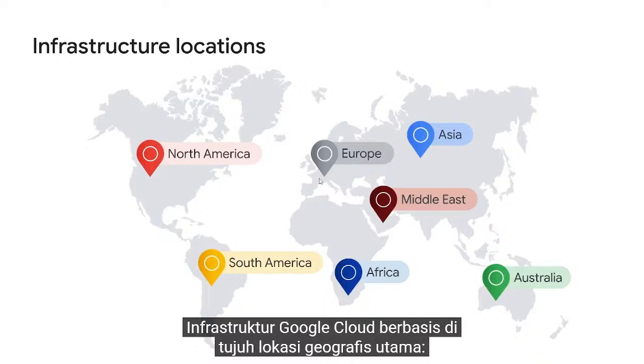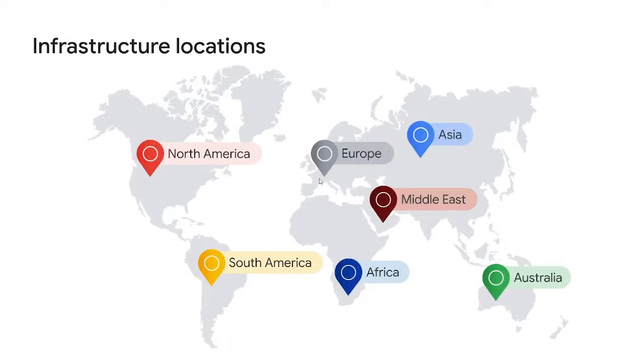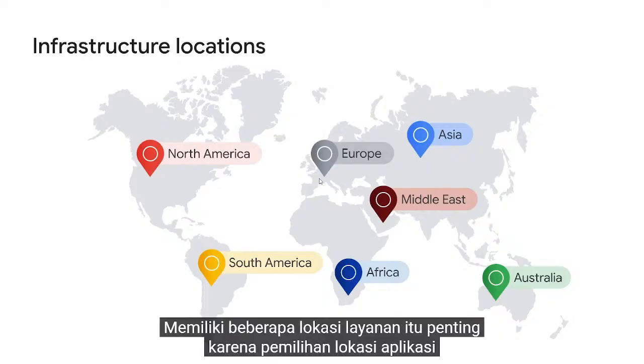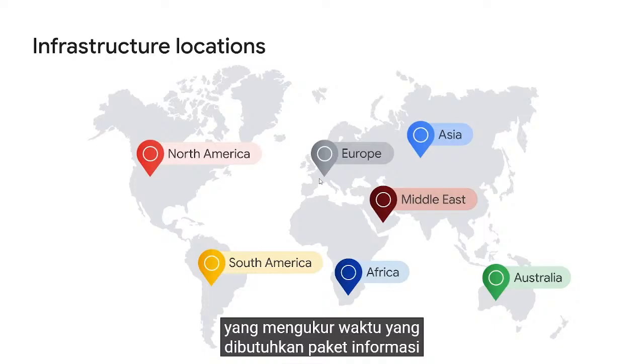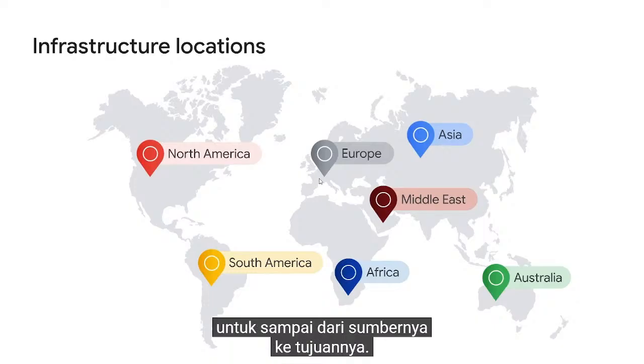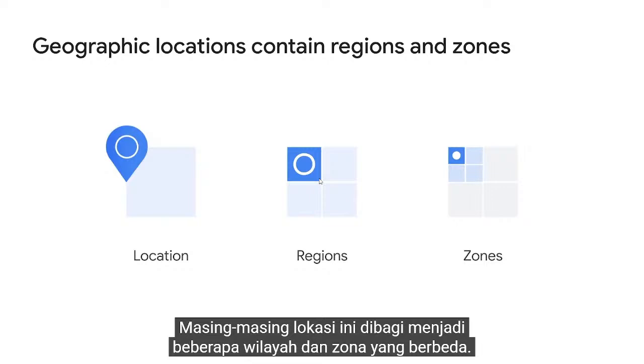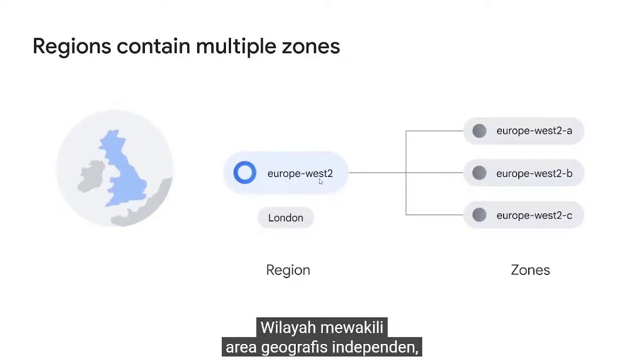Google Cloud's infrastructure is based in 7 major geographic locations: North America, South America, Europe, Africa, the Middle East, Asia, and Australia. Having multiple service locations is important because choosing where to locate applications affects qualities like availability, durability, and latency, which measures the time a packet of information takes to travel from its source to its destination. Each of these locations is divided into several different regions and zones. Regions represent independent geographic areas and are composed of zones.